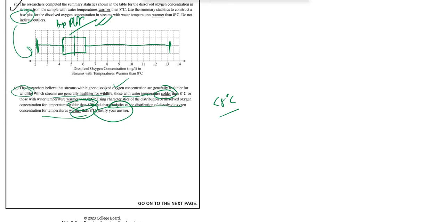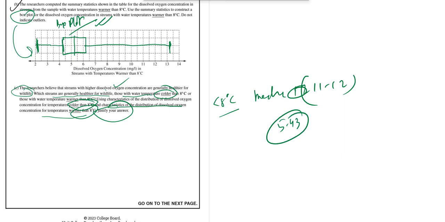The distribution of dissolved oxygen concentration for colder streams has a higher center, because the median is 11 to 12, and it is larger than for warmer streams, which is 5.43. The shape of the distribution for colder streams is different from the shape for warmer streams. Both distributions have a similar spread because they have similar IQR values, approximately 2 mg per L, and the colder streams have 1.73 mg per liter. So this is the scenario of this question. The next video will solve from question 2.